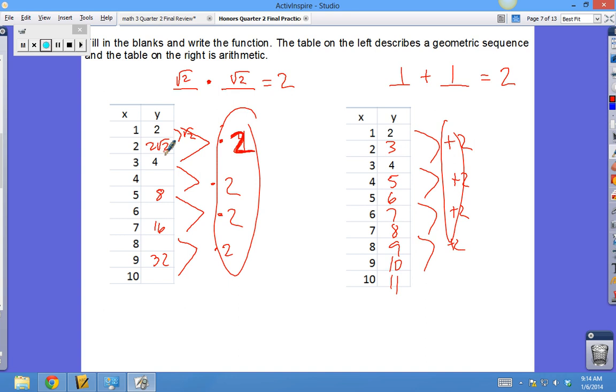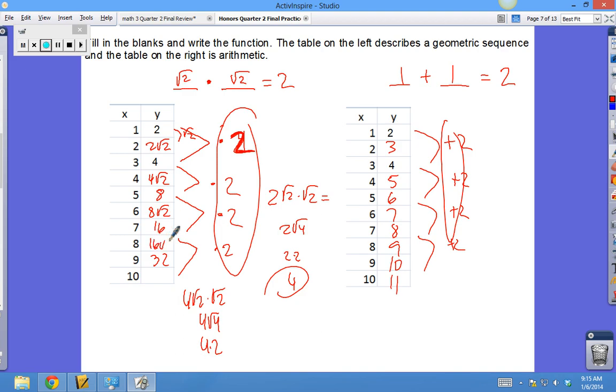Check this out. 2 times the square root of 2 times the square root of 2 is equal to 2 times the square root of 4, which is equal to 2 times 2, which is equal to 4. 4 times the square root of 2 is going to be 4 times the square root of 2. 4 times the square root of 2 times the square root of 2 is going to be 4 times the square root of 4, which is going to be 4 times 2, which is going to be 8. 8 times the square root of 2. So it's pretty cool. Every time you're multiplying by the square root of 2.